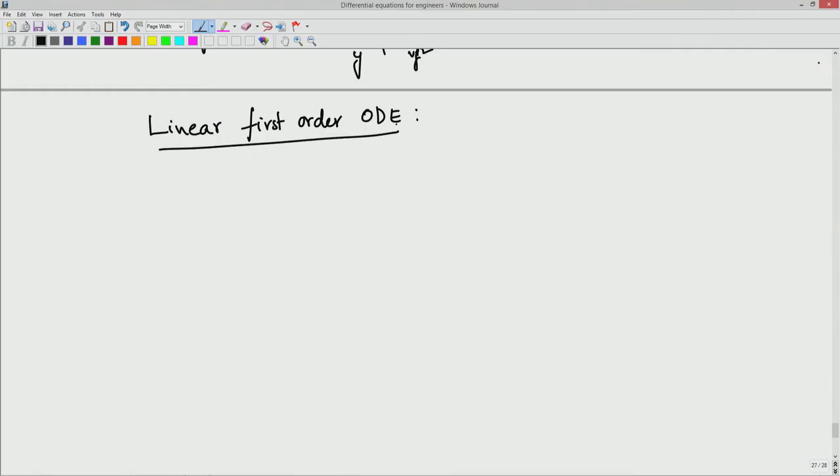So you can put it in the standard form as dy/dx plus some known function of x, p(x), times y. You can see y' is here and y as it is; you do not have squares or any power of y and y'. It equals some function of x, q(x). This is the standard form of a linear first order ordinary differential equation. How do we solve it?